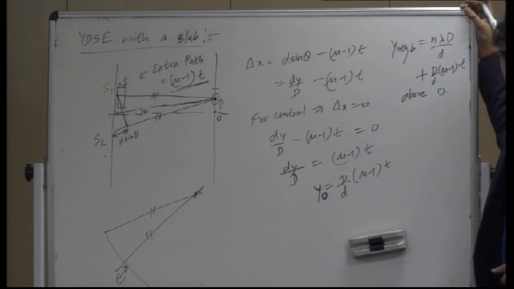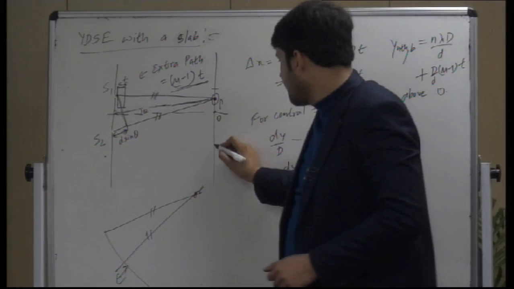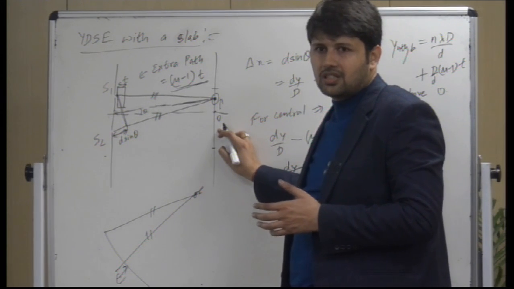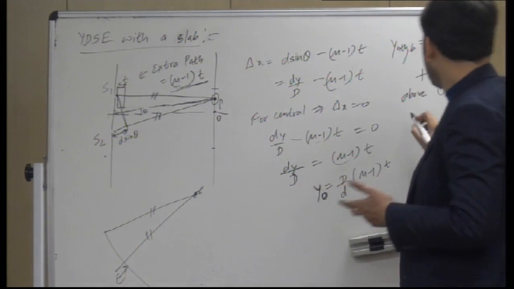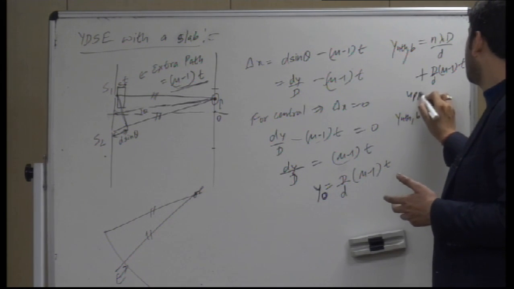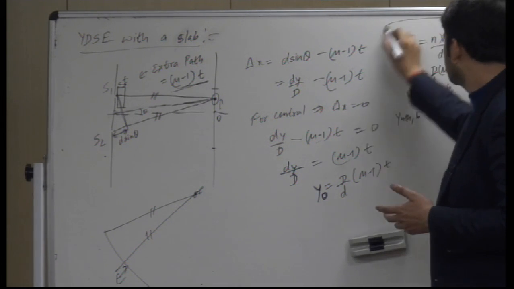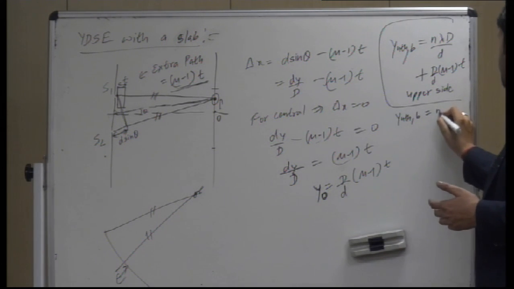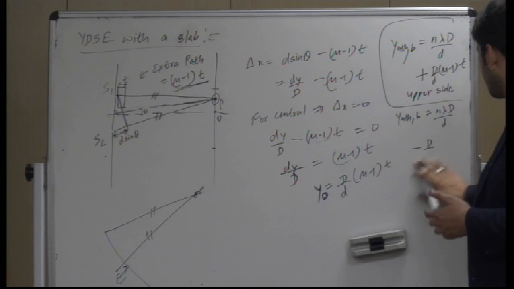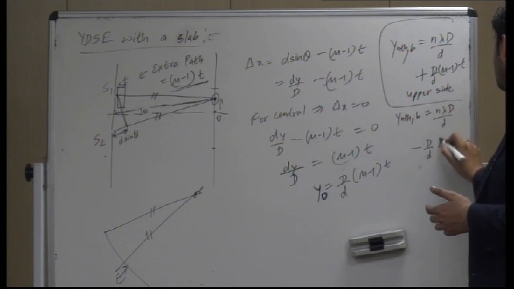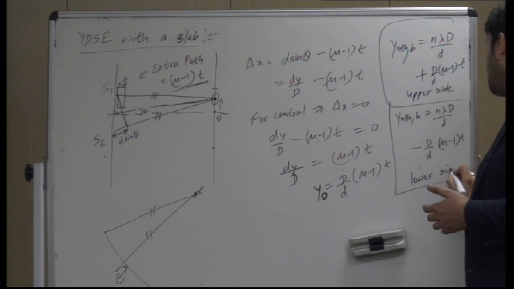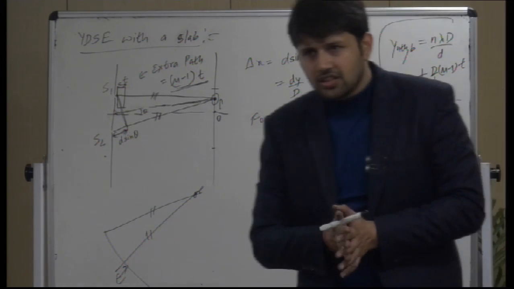Getting my point? Because if originally the fringe was formed here, now it would shift up. The distance is reduced on the lower side. So this is the upper side, and for the lower side this would be n lambda capital D by small d minus (mu minus 1) into t, times D by small d. This is for the lower side. The same can be thought of for dark fringes, right?